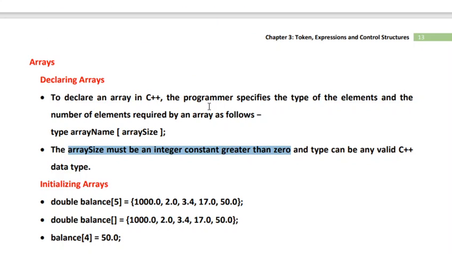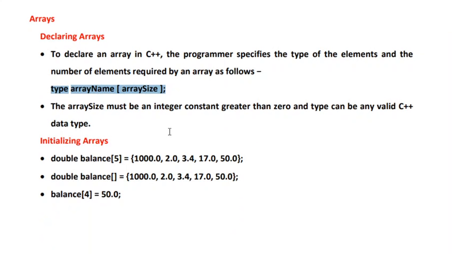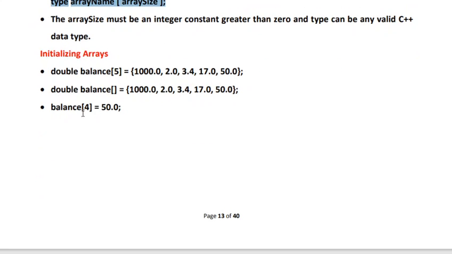So again, I'll redefine array. Array is a composite variable that is capable of holding values of same type in continuous memory location. It is declared in this particular manner where you specify the type first, followed by the array name, and followed by the array size. The array size always has to be an integer constant that is greater than 0.